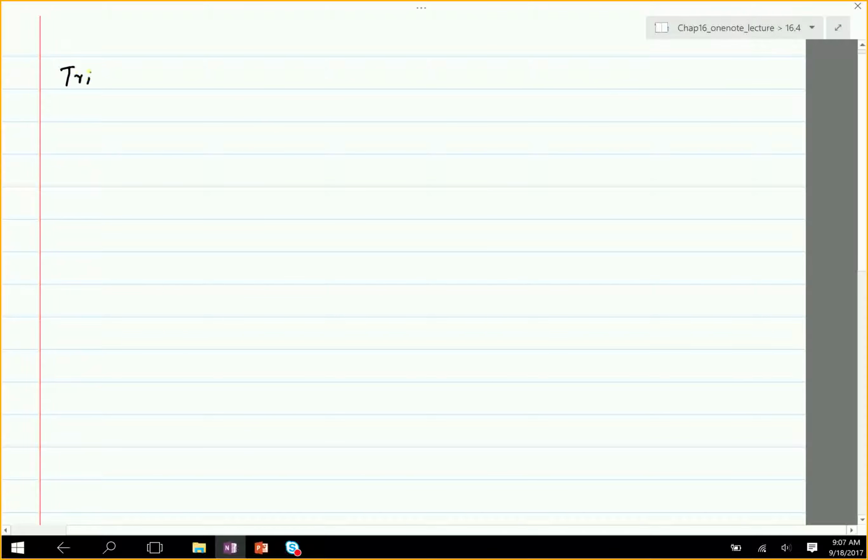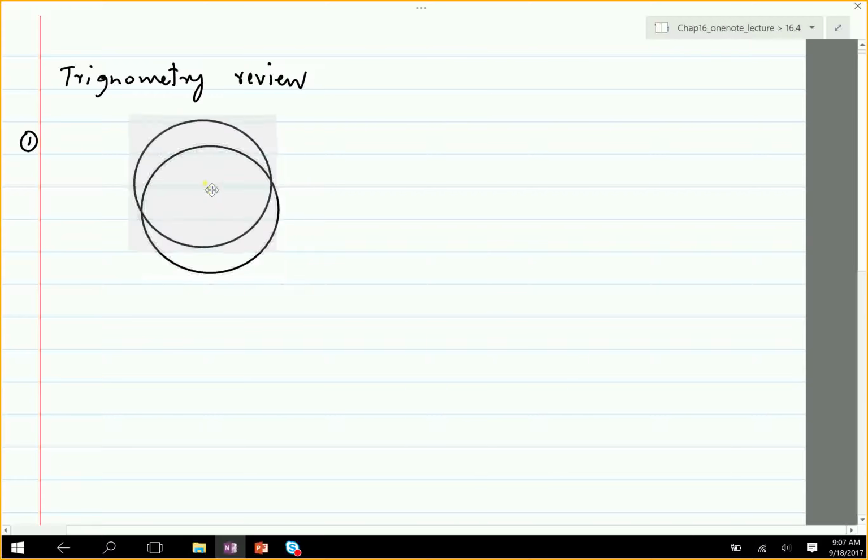So, trigonometry review. This is section 16.4.